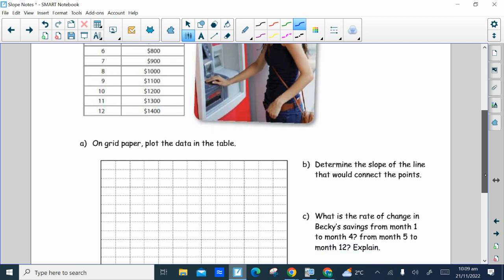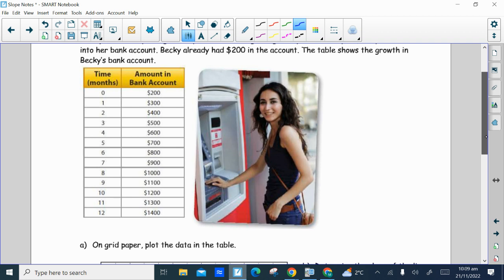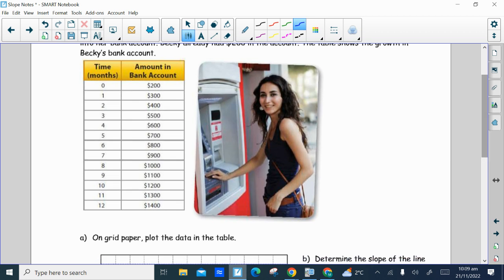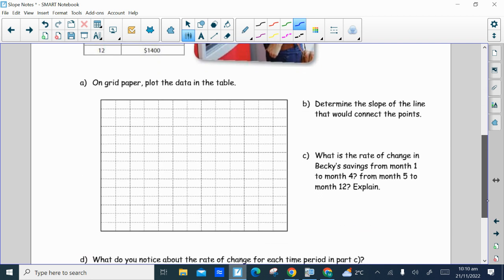So it says on grid paper, plot the data in the table. So we're going to draw a graph of this data. And when you're drawing a graph, the data that's in the first column or the first row always goes along the x-axis. So the time in months is the first column. The second column is the amount. That will go along the y-axis along the side. But the first set of data in the table goes along the x or the horizontal axis, which in this case is time in months.